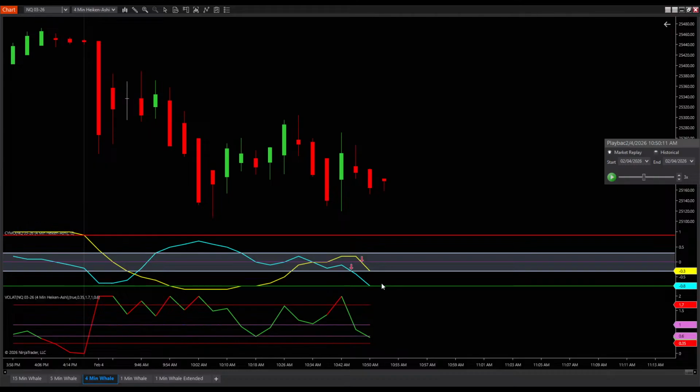So if we haven't gotten to the crossing of cycle and Mo right here, if we're not there yet, we still have room to go, okay? And momentum just crossed the zero line. Cycle finally crossed with some energy down.